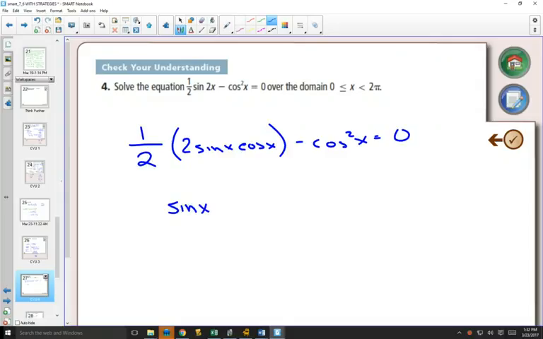Multiplying this out, and we've got sine x cos x minus cos squared x equals 0. Now we could change the cos squared to 1 minus sine squared, but in this case it's not going to help us because we have a sine x and a cos x. And there's no way to change a single sine x to cos x or a single cos x to a sine x. It only works with sine squared or cos squared. At this point, can we factor? Is there anything in common? There's a cos. So we can factor that out. That's always going to be helpful.